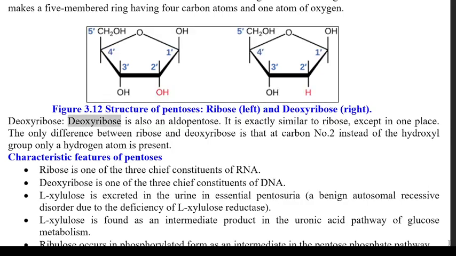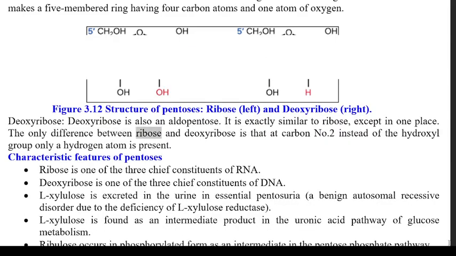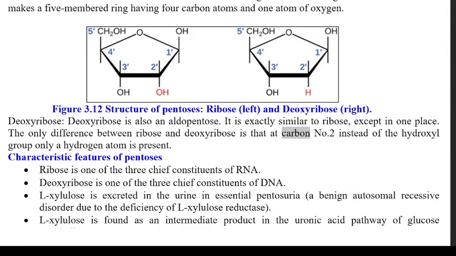Deoxyribose. Deoxyribose is also an aldopentose. It is exactly similar to ribose, except in one place. The only difference between ribose and deoxyribose is that at carbon number 2, instead of the hydroxyl group, only a hydrogen atom is present.